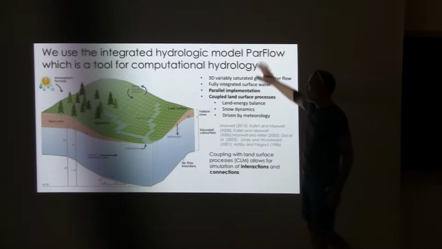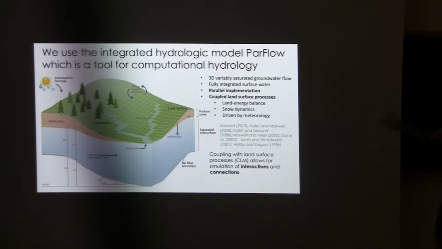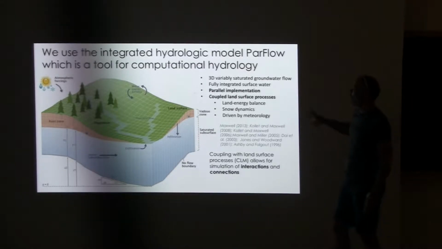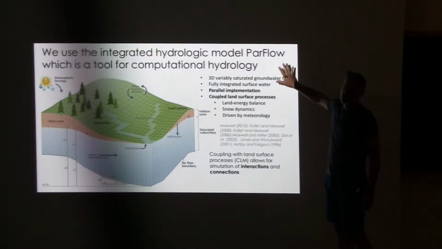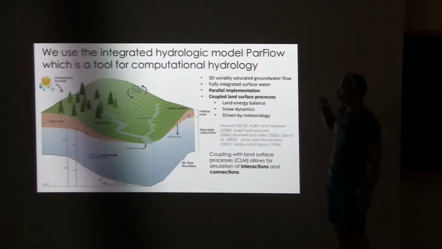So in my group, as you've already heard yesterday from my plug, we use and develop the integrated hydrologic model ParFlow. And I call this computational hydrology, sort of borrowing from computational fluid mechanics. We solve 3D Richards equation everywhere. We have fully integrated surface water versus the shallow water equations, either kinematic or diffusive.